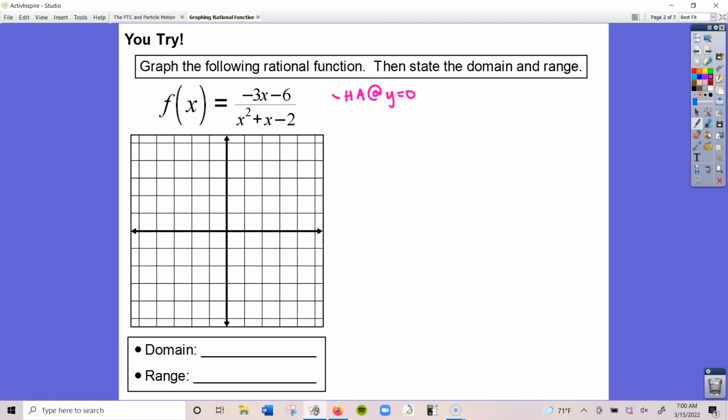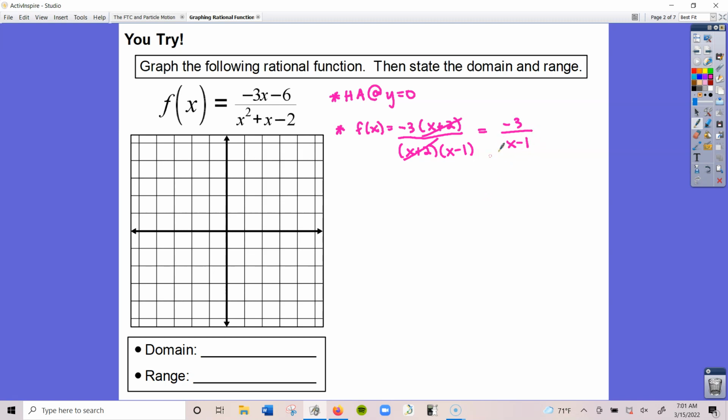To get my vertical, I'm going to go ahead and factor my rational function. So f of x is going to equal to, in the numerator, I can take out a negative 3, which will leave me with x plus 2. And in the denominator, I can factor that to be (x plus 2)(x minus 1). Here my x plus 2 factors cancel, so I know I'm going to have a hole. And so my simplified rational function is negative 3 over x minus 1.